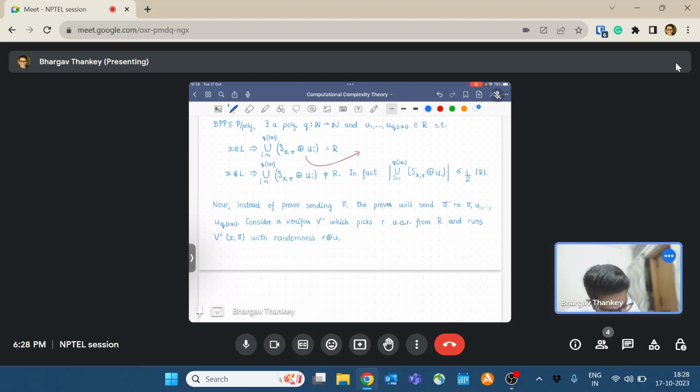So this set is just... Now the verifier wants to verify that this is this. And one way to do it: if this were true, then no matter which random string the verifier were to pick, that random string should be in this set. In other words, there must exist a ui such that for some y in S(x,pi), y XOR ui is equal to r, which is the same as r XOR ui being equal to y in S(x,pi). So this is exactly what we are going to do.